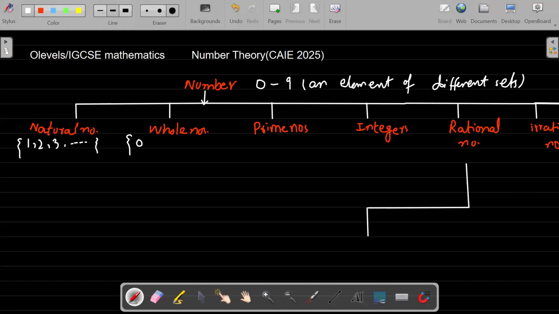Whole numbers are the numbers in which 0 is included. 0 is included as well, but it will also be positive. No negative integer will come into this.